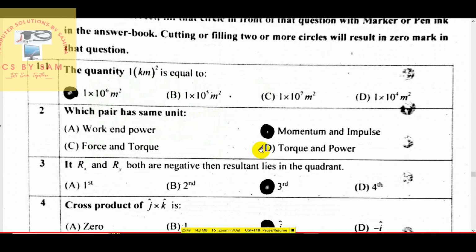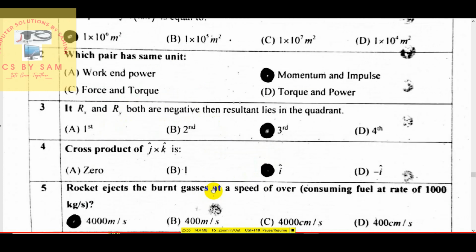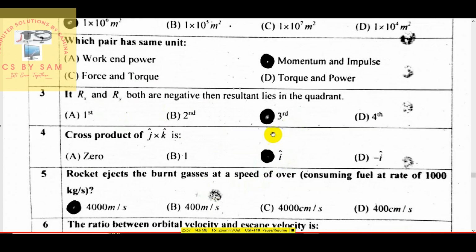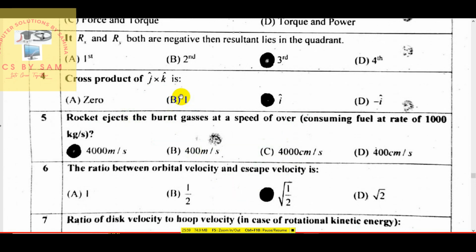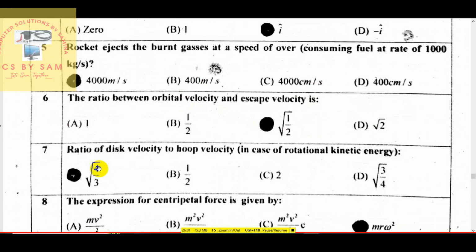Which pair has the same unit, momentum and impulse? If Rx and Ry both are negative, then the resultant lies in the third quadrant. Cross product of j into k is i. A rocket ejects the burnt gases at the speed of v, consuming fuel at the rate of 1000 kilogram per second, so the thrust is 4000 meter per second.